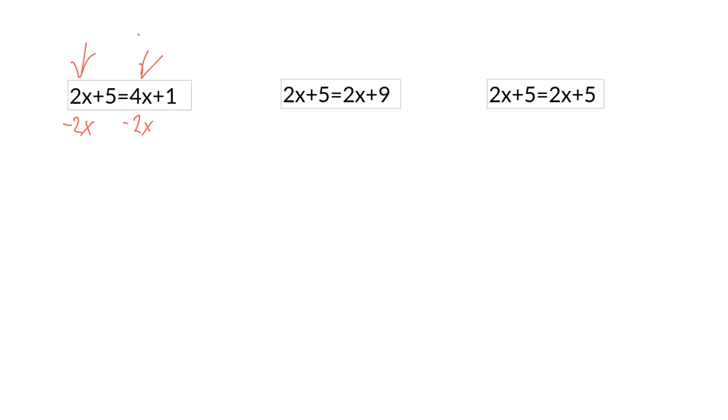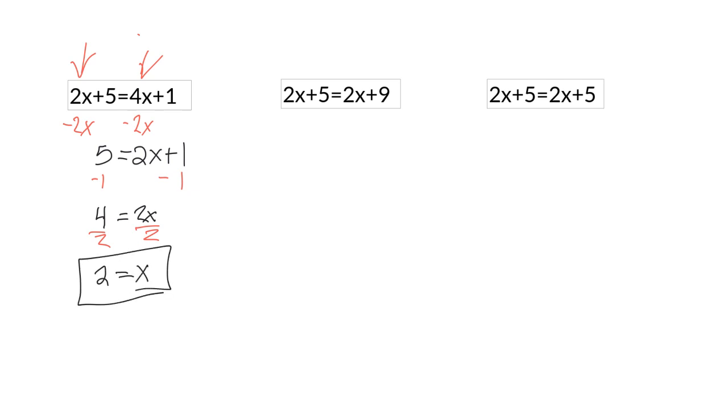And when I do that, I have 5 equals 2x plus 1. Now, I can get rid of the plus 1 by minusing 1. It cancels it out. Now I have 4 equals 2x. Divide by 2. And I'm left with 2 equals x. I got down to a single number. That is the solution. That is the number. When I plug it back in, it's going to work.